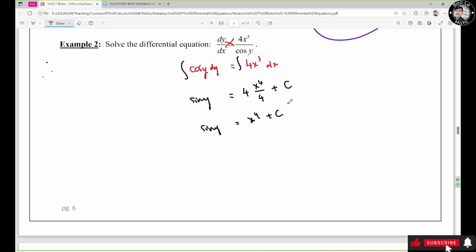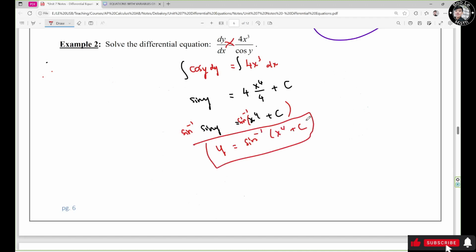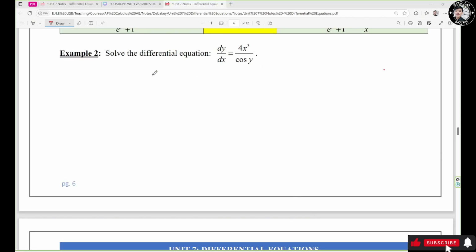Now you need to solve for y, so you need to take the inverse sine of both sides. So I have sine inverse right here. So y equals inverse sine of s to the 4 plus c. This one is the final answer. Now we're going to use the calculator to check our work. So you need to rewrite this one as y prime equals 4s cubed over cosine y.